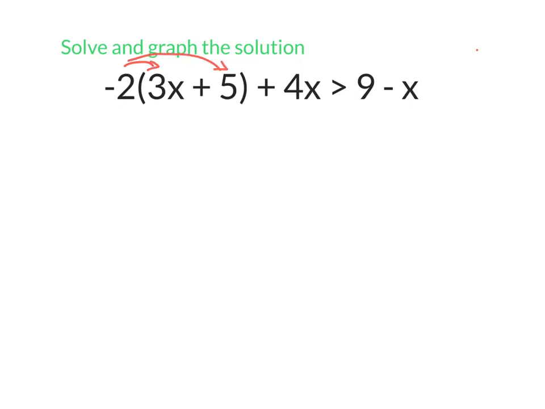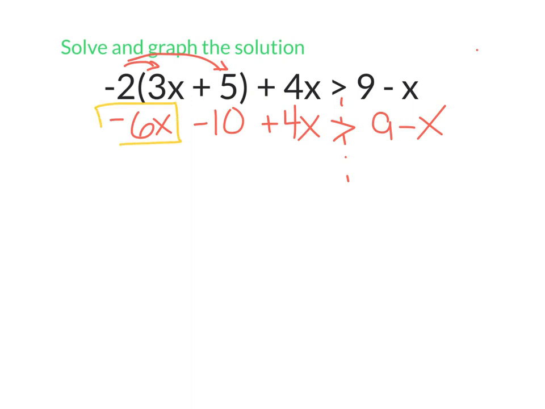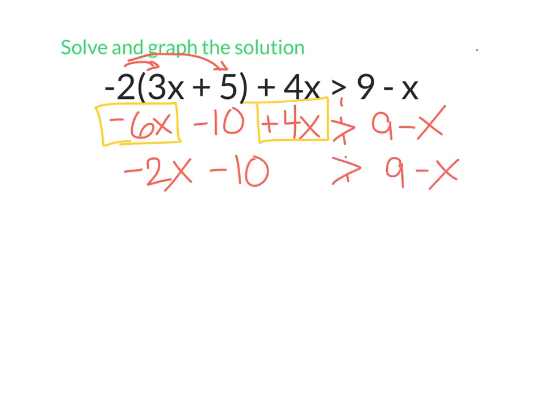Okay, I'm going to start this one by distributing, which gives me negative 6x minus 10 plus 4x is greater than 9 minus x. Now the next thing I do is I look for like terms on one side, and I see that negative 6x plus 4x, they are like, so I just combine them by making that negative 2x minus 10 is greater than 9 minus x.